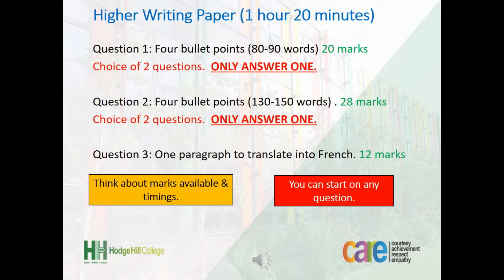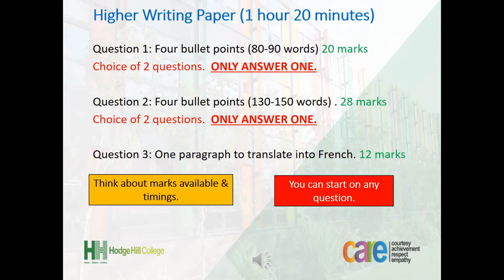With question 2, this is your main bulk of marks and words regarding the higher writing paper, as it is worth up to 28 marks, and you're writing 130 to 150 words. Again, like question 1, you'll have 4 bullet points, and again, you'll have your choice of 2 questions, so you need to do the same thing where you choose which one you are most confident with, and then only answer that one. To finish, you'll have 1 paragraph which you need to translate into French, and that is worth 12 marks out of 60.